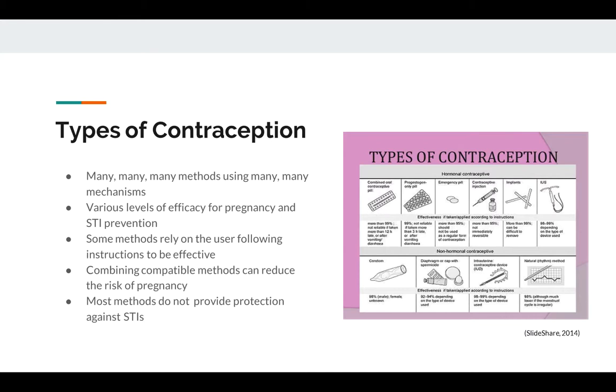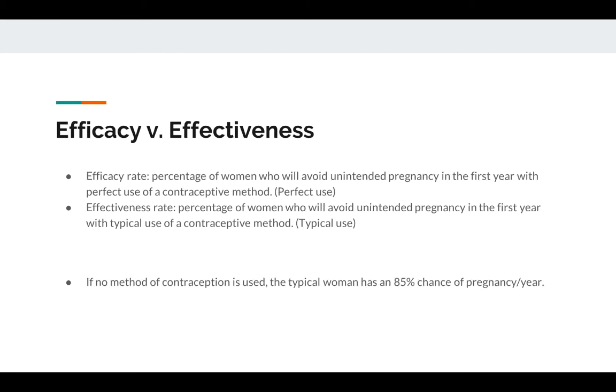So when you're thinking about the different types of contraception and what you're going to recommend for your patients, you should understand efficacy versus effectiveness. Efficacy is how likely the patient is to get pregnant in that first year if they do 100% perfect, correct use. And then there's an effectiveness rate, which is the typical use pattern of a woman: how many women are going to get pregnant unintentionally during that first year with this method?